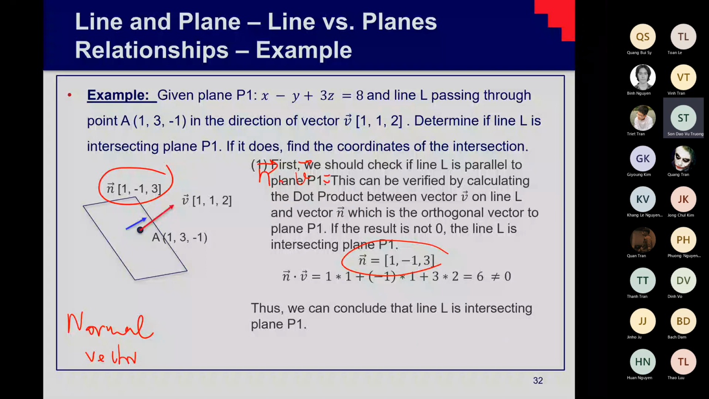Therefore, the dot product between n and v will be 1 times 1 plus -1 times 1 plus 3 times 2. So that is 1 minus 1 plus 6, that is 6. So the dot product between vector n and vector v is obviously different from 0. So we can conclude that the line L is intersecting the plane P1.